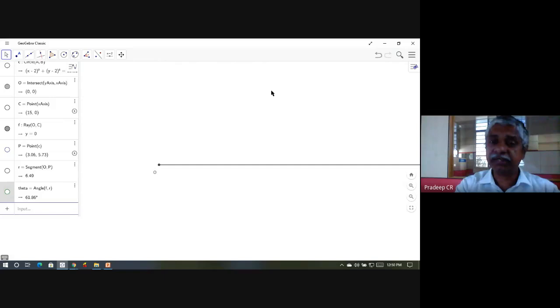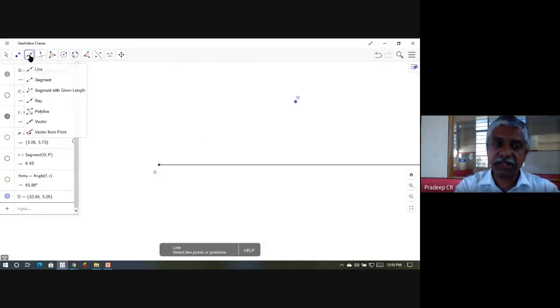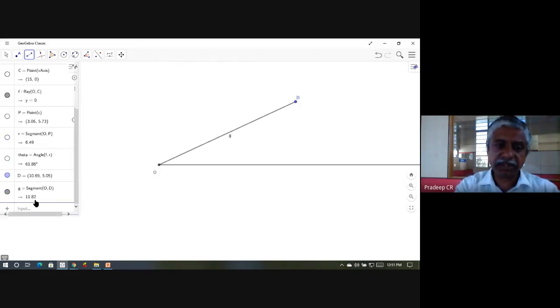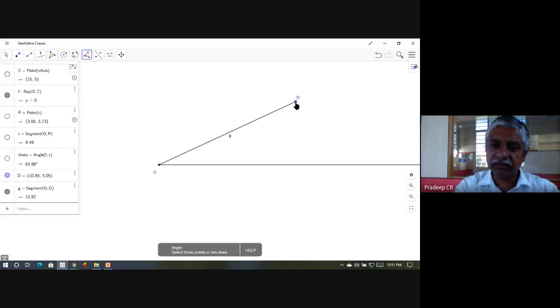For example, if I want to take this point, let us check this. If I want to take this point, that means I have to tell you what is the distance from O to D. I have to tell you that. For example, here 11.82, and then I have to tell you what is the angle, which angle, this angle with respect to this.